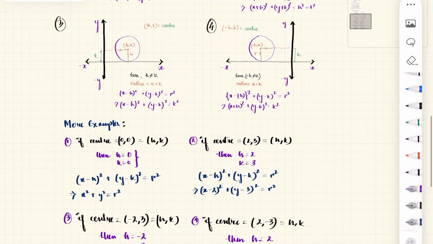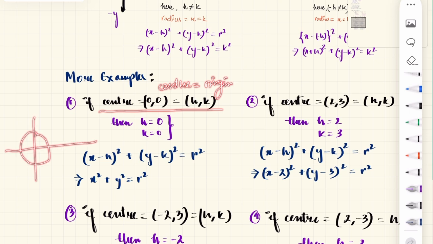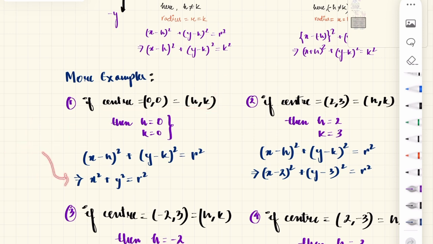I'll give you one more example. What about when the center is at the origin? This is called center at origin. What is the equation of this? X square plus y square, because the height and the k become 0 already. That's how it formed a different equation.